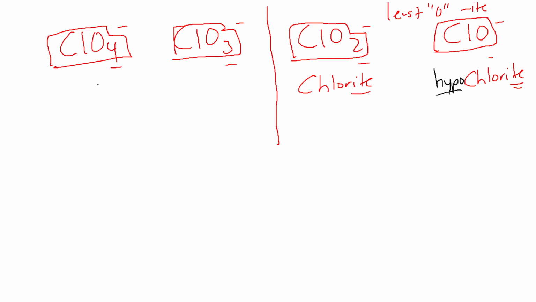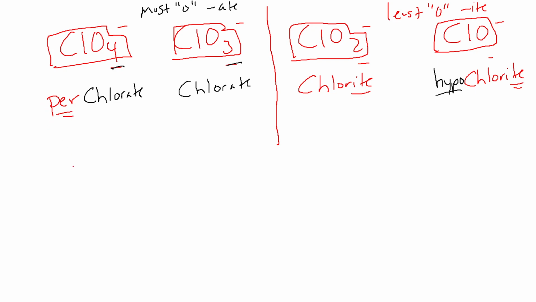Coming the other way here, this is 3 oxygens, 4 oxygens. Again, the one with the most oxygens should end in ate. This would be chlorate. This would also be chlorate. Once again, the answer to your question, yes, you're correct. Cannot have the same name for 2 different things. In a grouping of 4, the one with the most oxygens, in addition to ending with ate, will start with per. So that's perchlorate, chlorate, chlorite, hypochlorite.